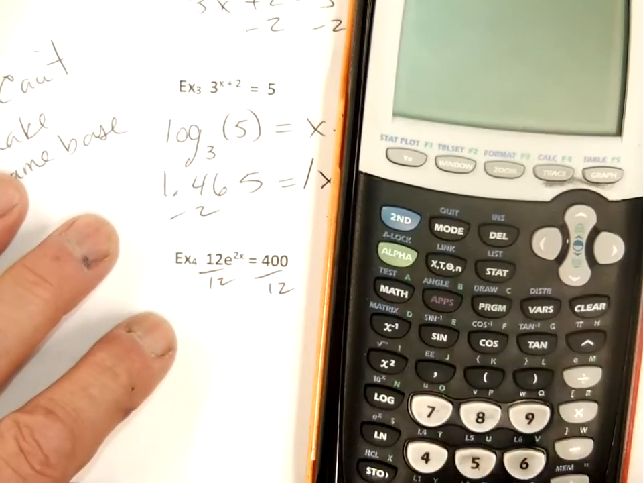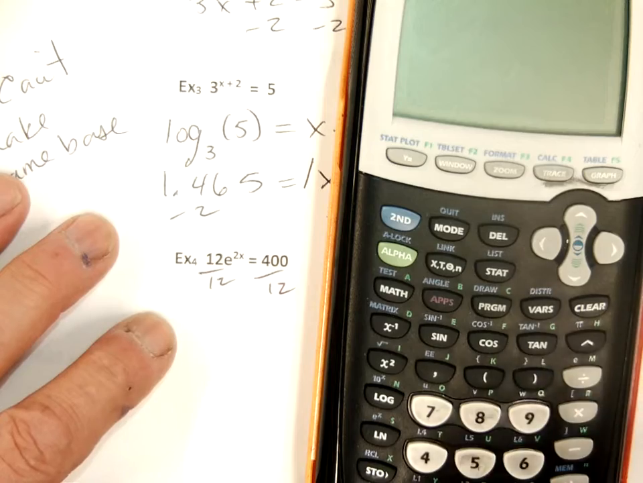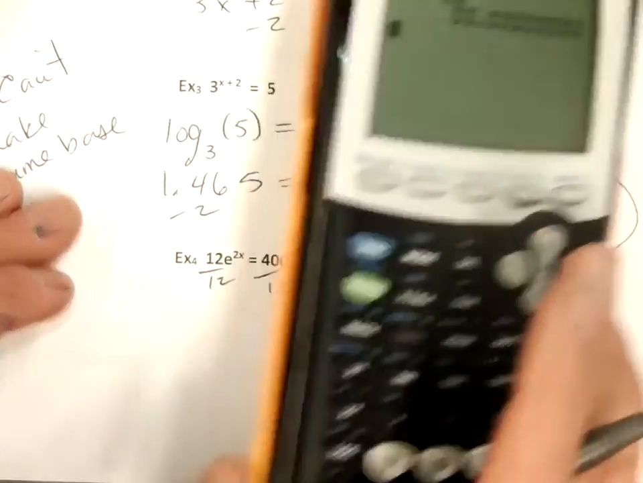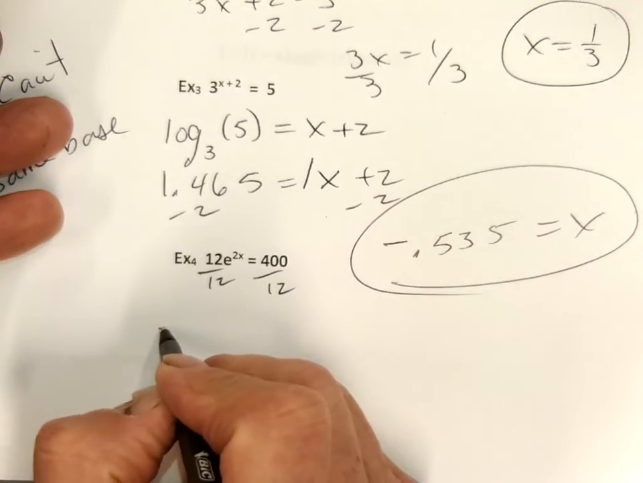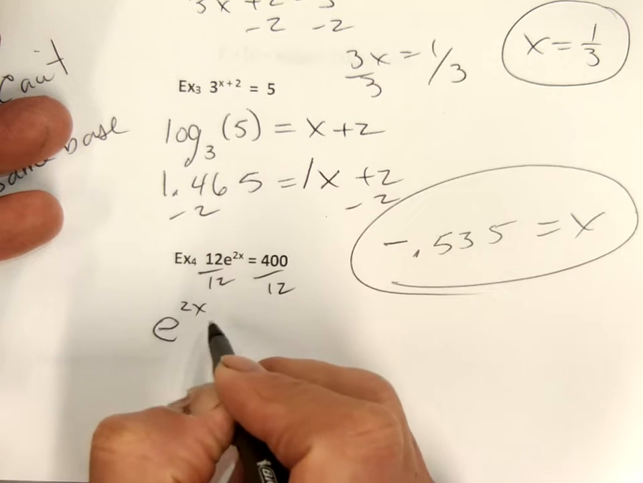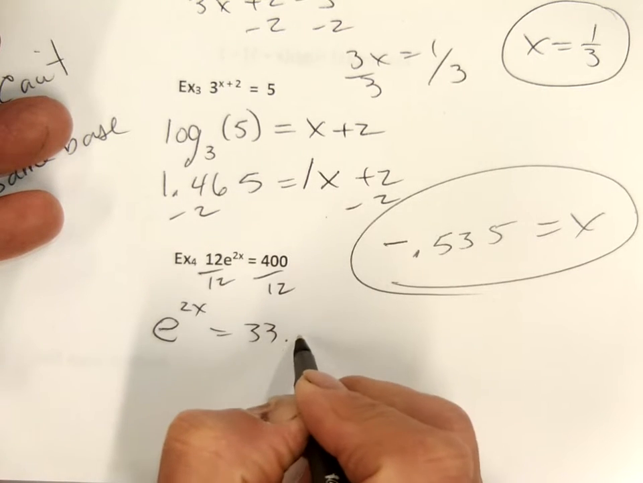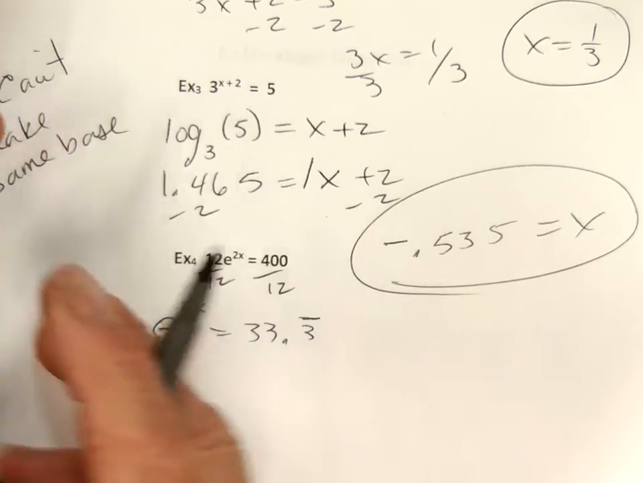Okay, what is 400 divided by 12? I don't know. About 33.3 repeating. e to the 2x is going to equal 33.3 repeating, okay?